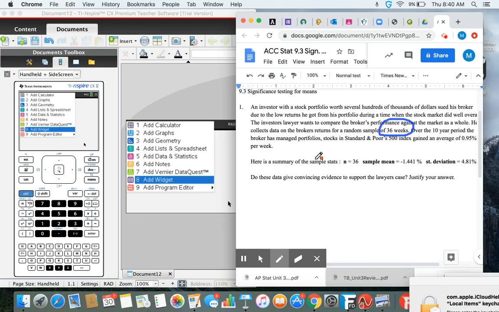Okay. Here are our sample stats, which is important because, again, we don't have the data from the 36 weeks. We have our sample size. We have our sample mean, which we should know is another way of saying x bar, and our sample standard deviation, which is, again, another way of just saying s sub x. All right. So the first part would be for us to define our hypotheses, right? Our H0 and our HA.